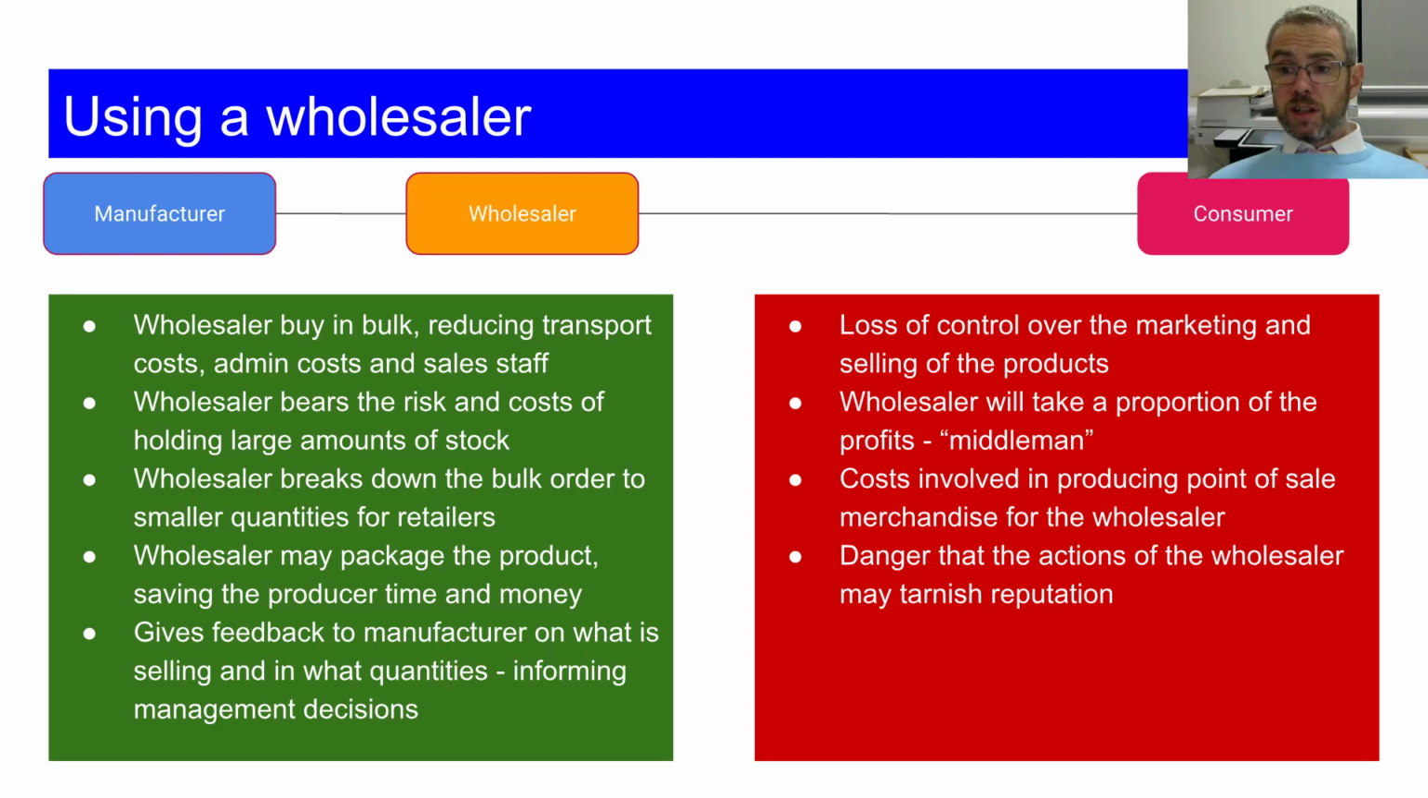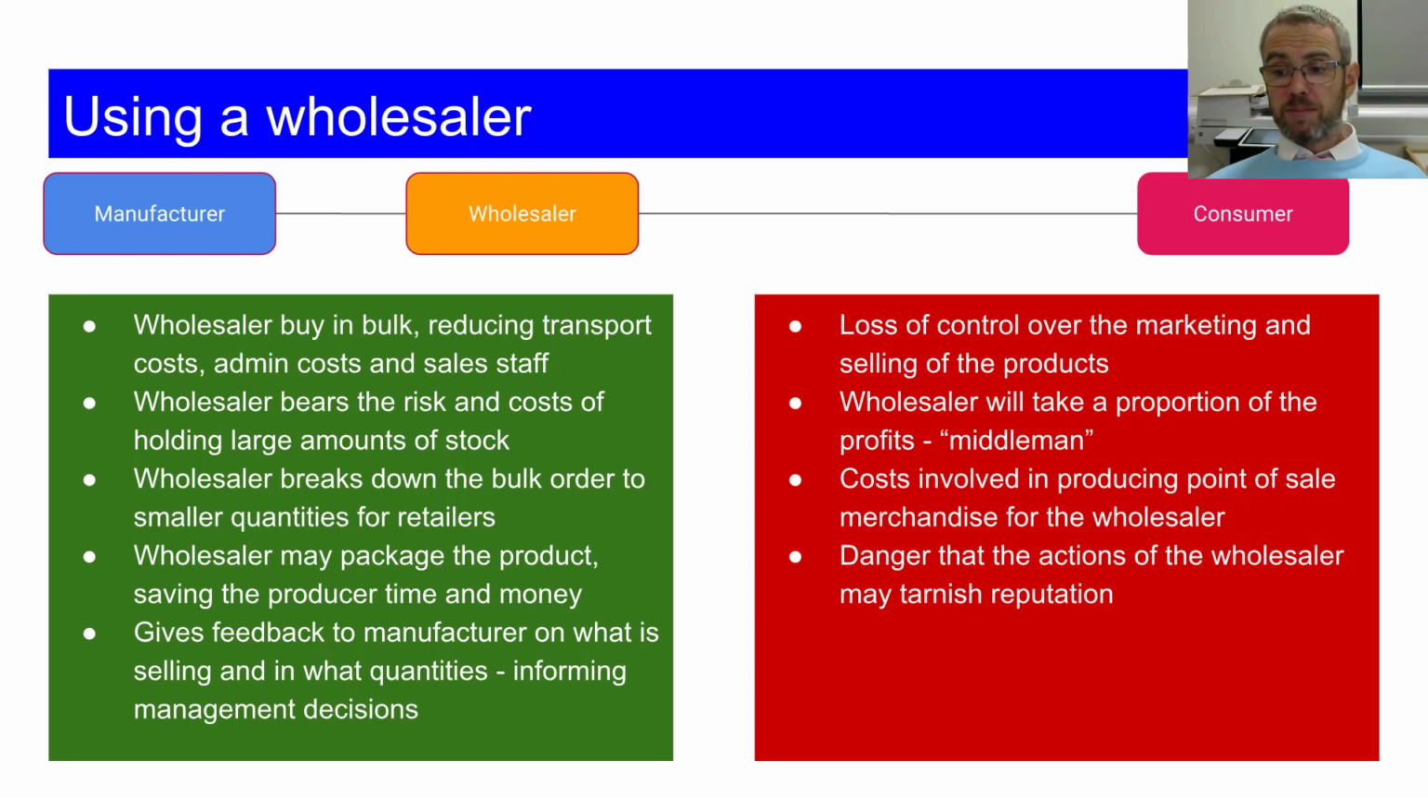The bad things are you're losing control over the marketing and selling of the product. Once you've sold it to that wholesaler, they can then decide how they want to market it and how they're going to sell it. The wholesaler takes a portion of the costs, or the profits even. So they become that middleman. They may want 10%, 20%.